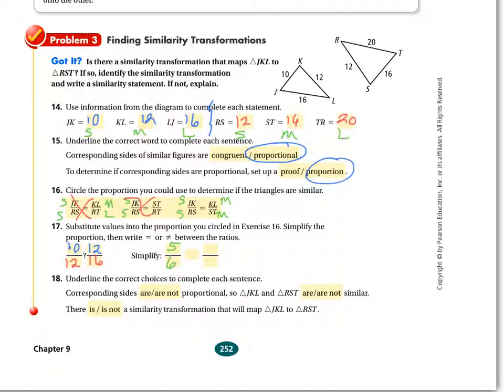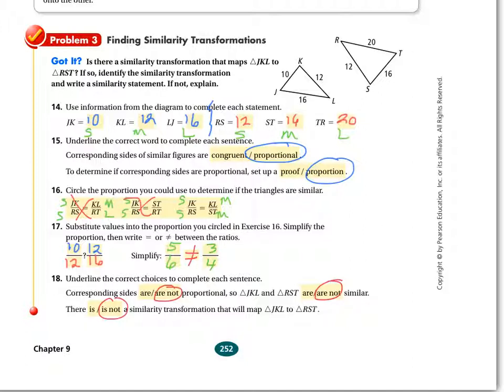What number goes into both 12 and 16? 4. 4 goes into 12 3 times, and 4 goes into 16 4 times. Are those equal? They are not equal. So they are not proportional. So what does that tell you about the triangles? They are not similar. So there is not a similarity transformation that will map one triangle onto the other.